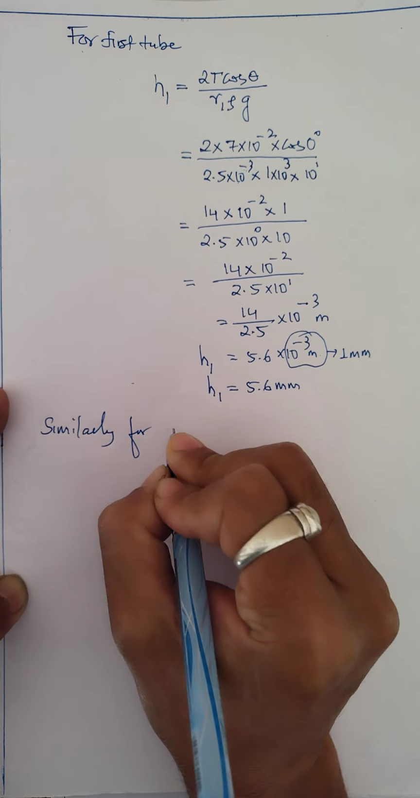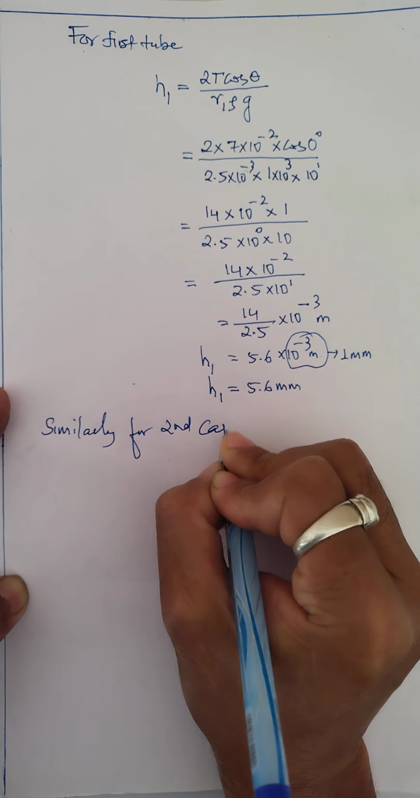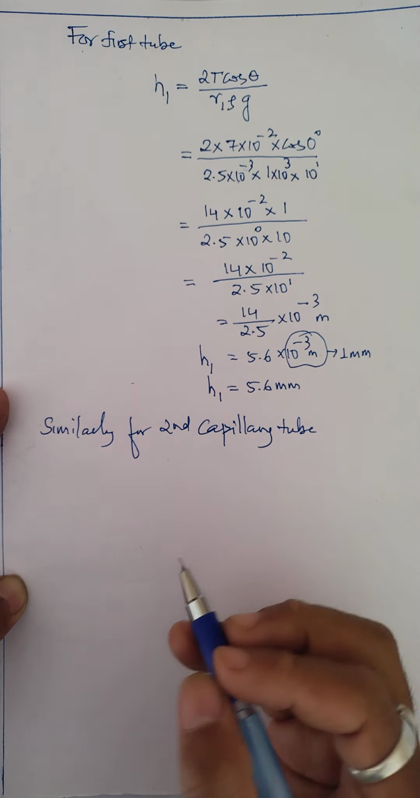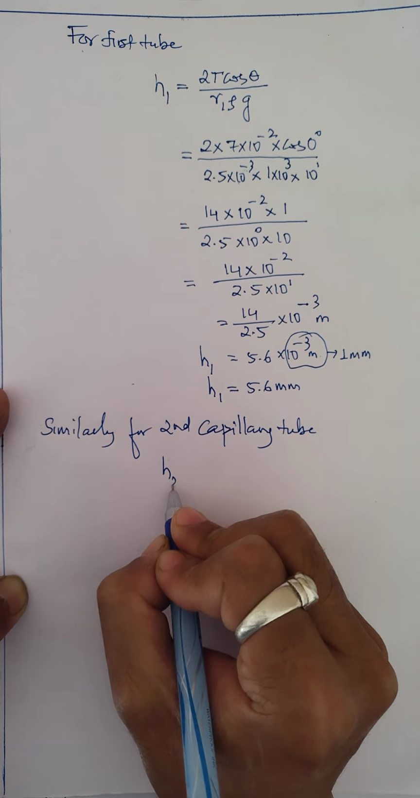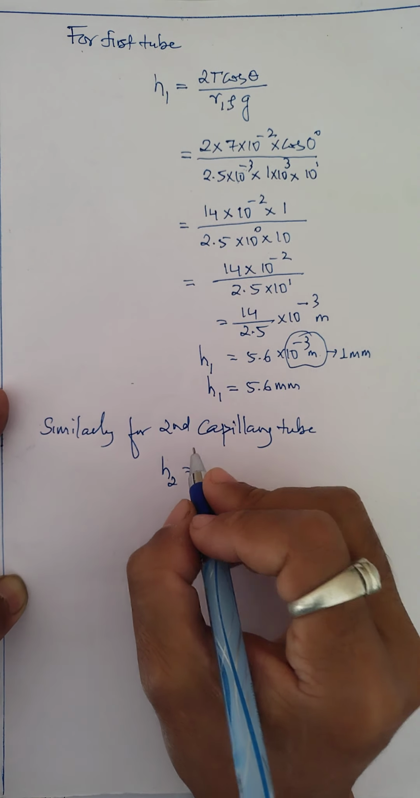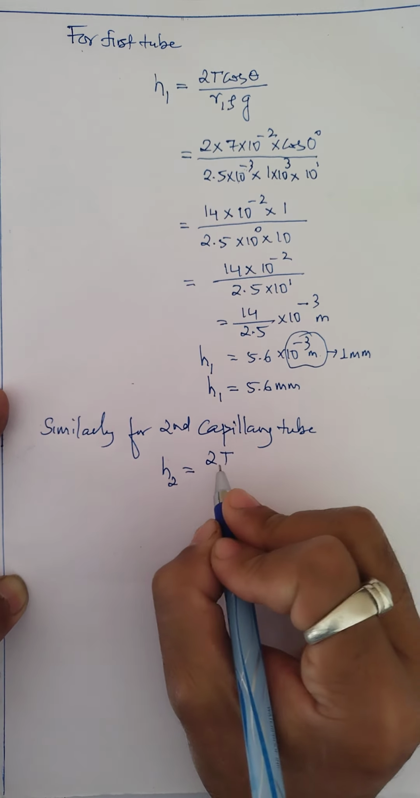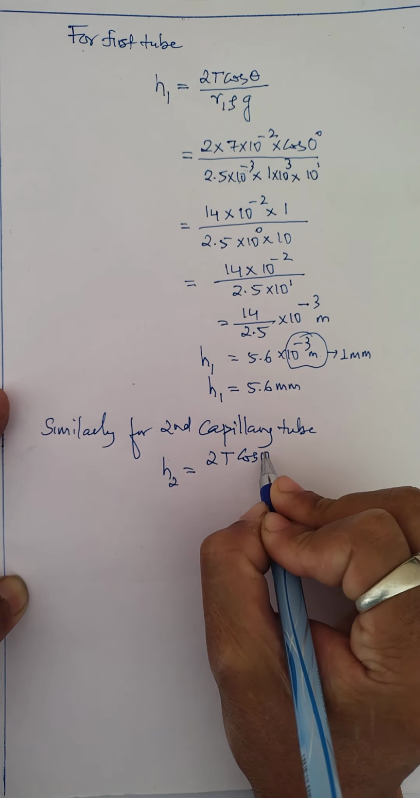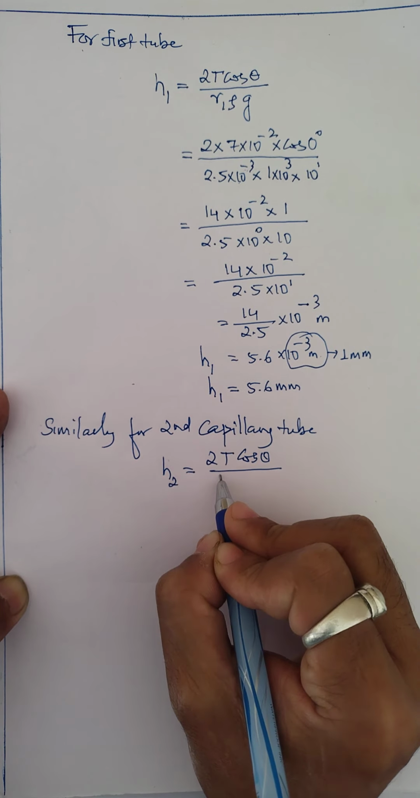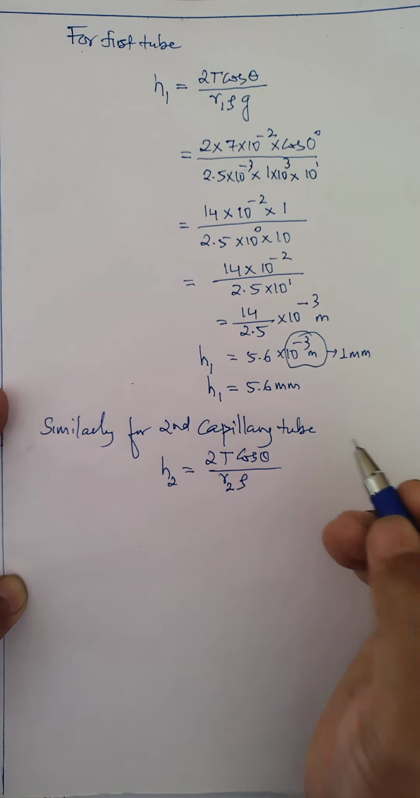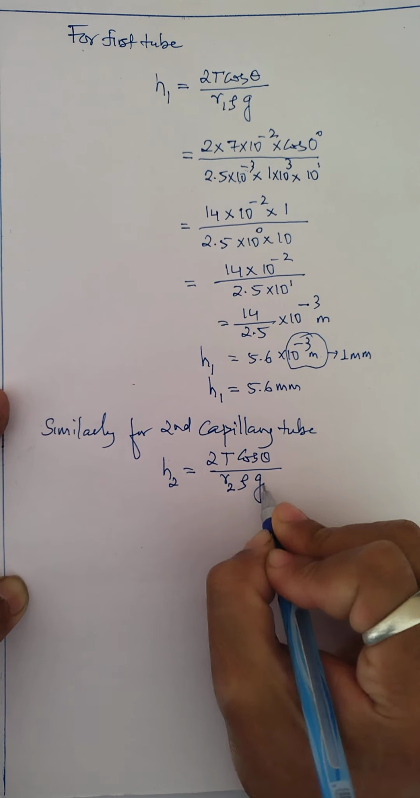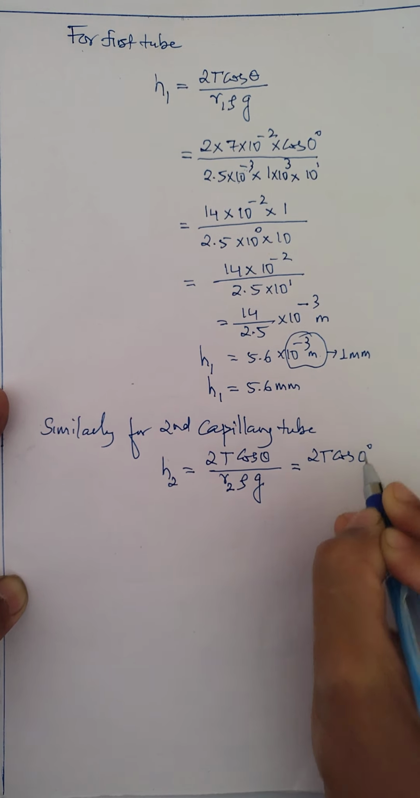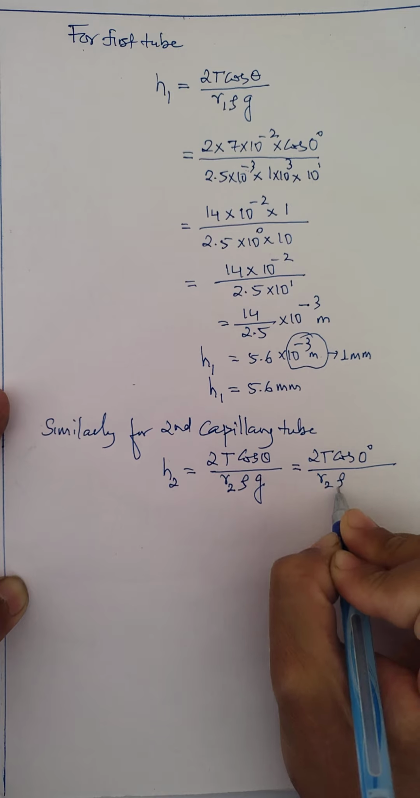Similarly for the second capillary tube, I calculate the height, and that height I have already considered as h2. h2 equals to how much? 2T, and the formula is same, 2T, same surface tension, because same water means same surface tension. Angle of contact is also theta, cos theta by the radius r2 rho, same density, because same water means same density under same gravity. Equals to 2T cos theta, 0 degree, by r2 rho g.